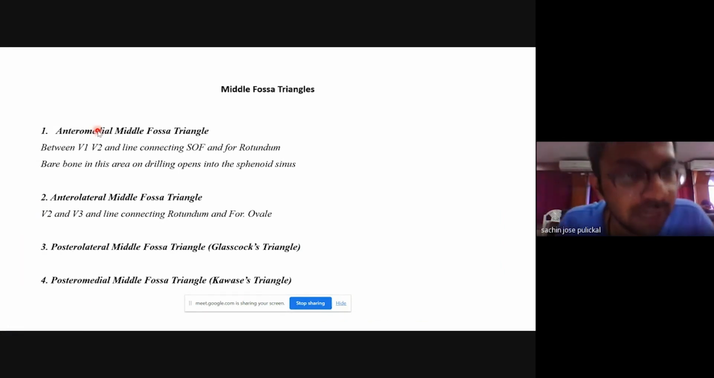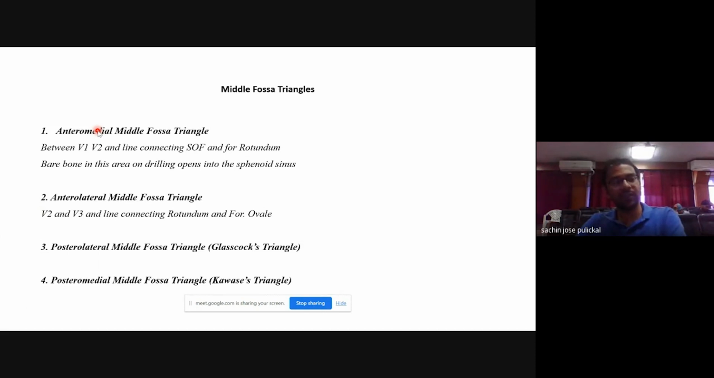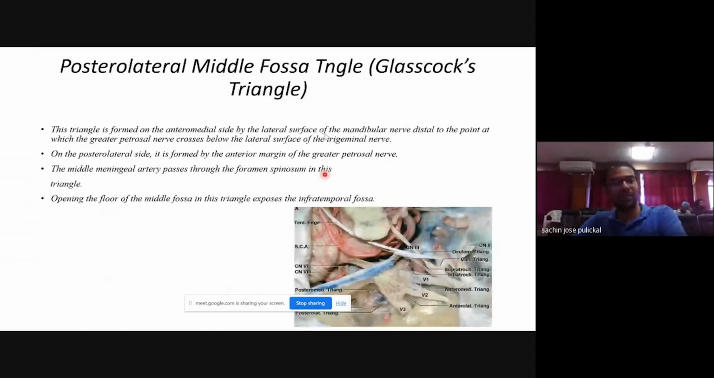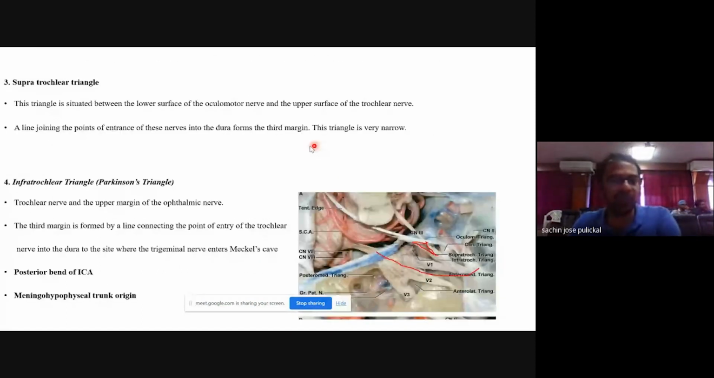The first middle fossa triangle is the anteromedial middle fossa triangle. It's quite simple, like four triangles: the anteromedial triangle, then between V2 and V3 we have the anterolateral triangle. Between V3 and something else, we have Glasscock's triangle, and then we have Kawase's triangle. Coming to the posterolateral middle fossa triangles, first we'll talk about the anteromedial middle fossa triangle.